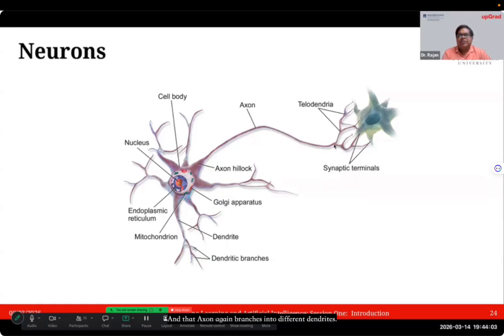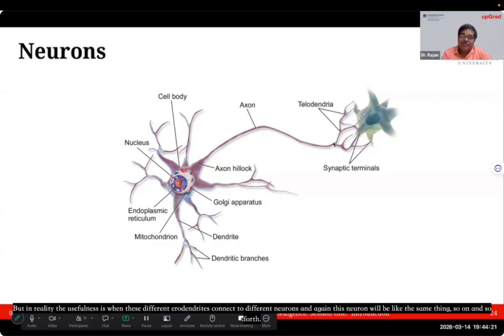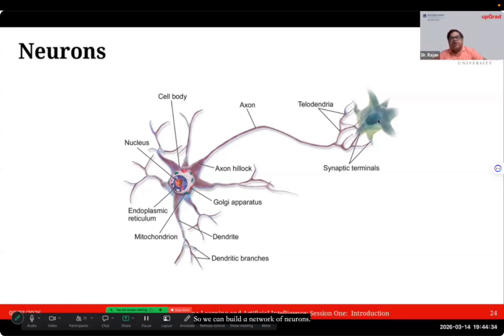And that axon again branches into different dendrites. These are called telodendrites, far-off branches. And each one of them might connect to different neurons. In this case, unfortunately, it is shown that all of these are connected to the same neuron. But in reality, the usefulness is when these different telodendrites connect to different neurons. And again, this neuron will be like the same thing, so on and so forth. So we can build a network of neurons. That's what a neural network is. Technically, the connections are called synaptic terminals.